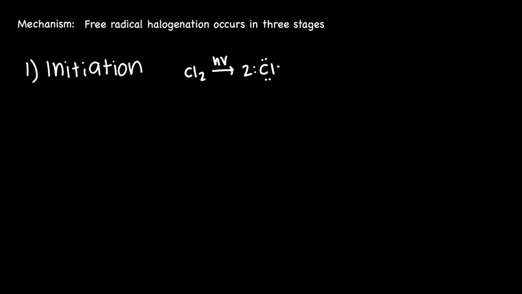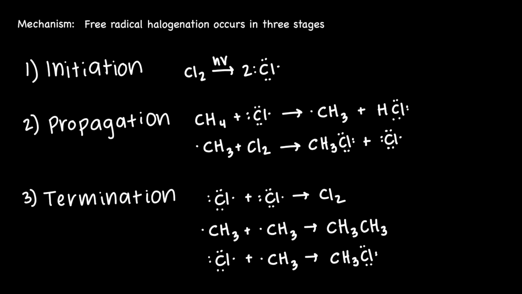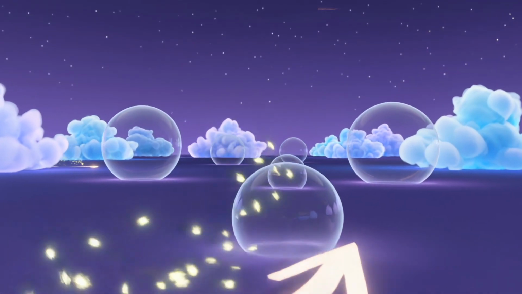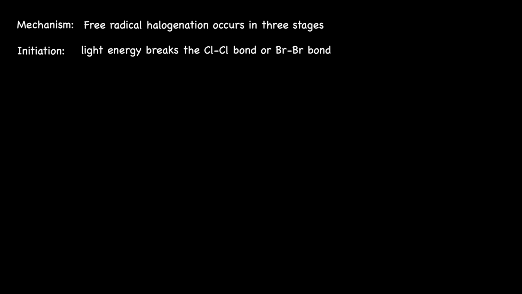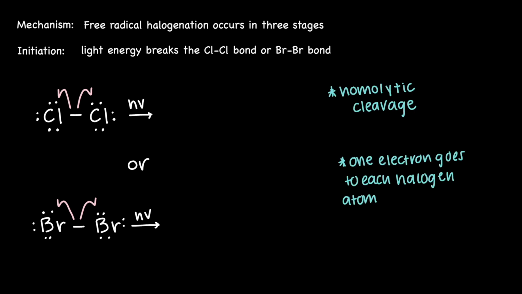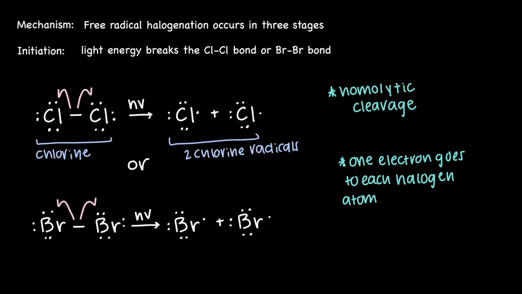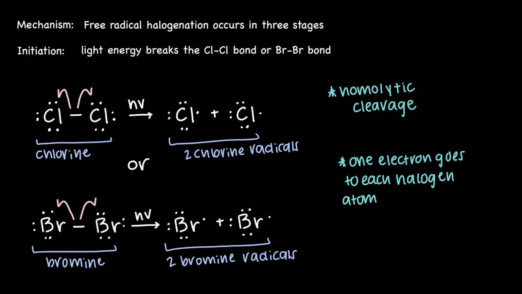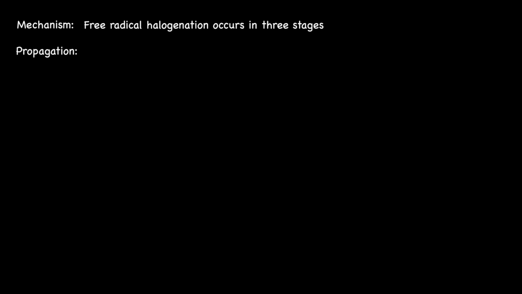Free radical halogenation occurs in 3 stages: initiation, propagation, termination. Let's start with initiation. During initiation, light energy breaks the chlorine-chlorine bond, or bromine-bromine bond. This process is called homolytic cleavage. 1 electron goes to each halogen atom. The result is 2 halogen radicals. For chlorine, a neutral chlorine molecule produces 2 chlorine radicals, and for bromine, a neutral bromine molecule produces 2 bromine radicals.